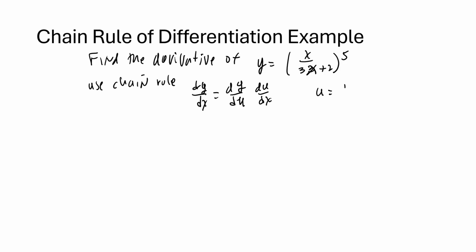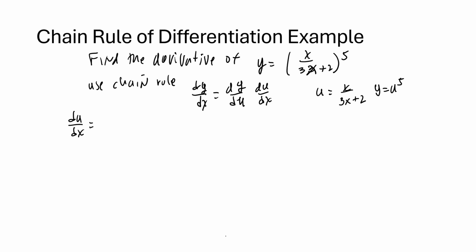u is equal to x over 3x plus 2. That looks like a good choice. And then y is equal to u to the fifth. So let's make that choice for our u and y functions. Now we know we're automatically going to need the derivative of this. So we're going to need du with respect to x.